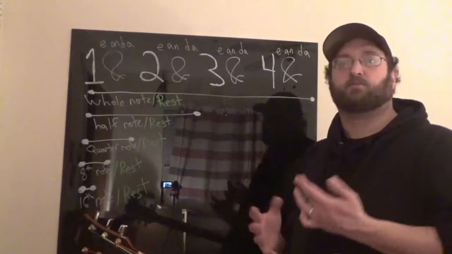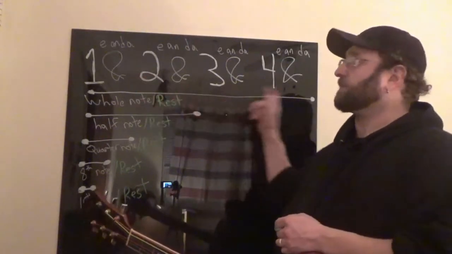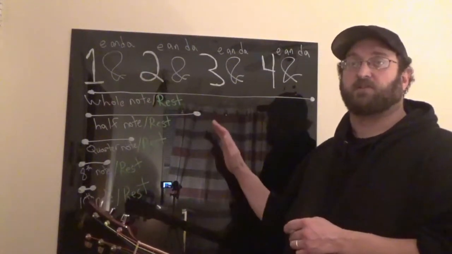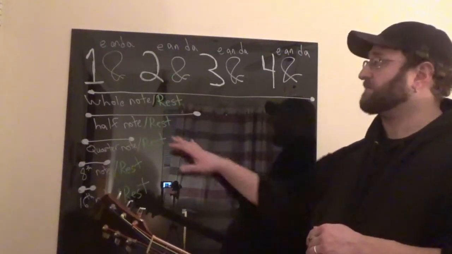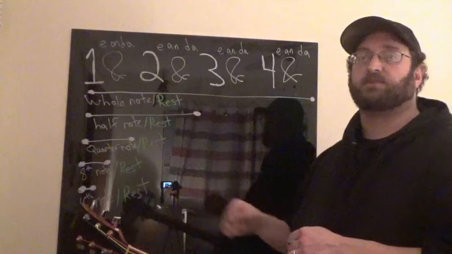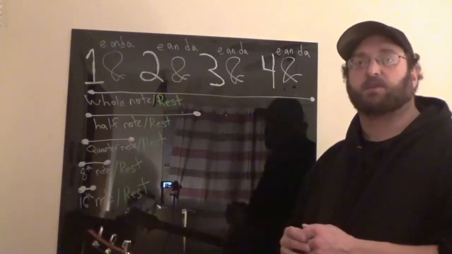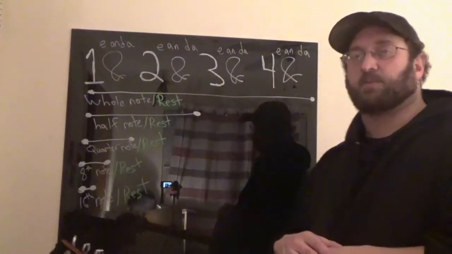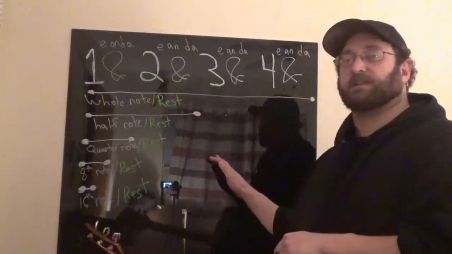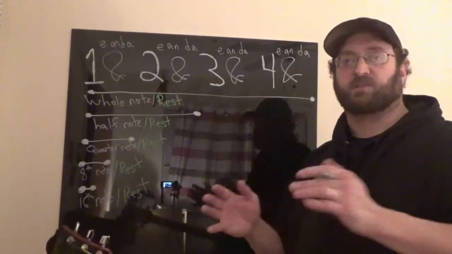So go ahead, write down the numbers 1, 2, 3, and 4 on a piece of paper, and then draw out your whole notes and your rests, all your different notes and all your different rests, and see what kind of rhythms you can come up with just by using this little chart here, and then try playing them. Once you get really good at that, go ahead and try switching some chords and challenging yourself with them too.